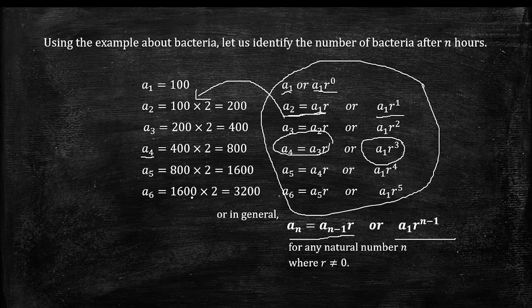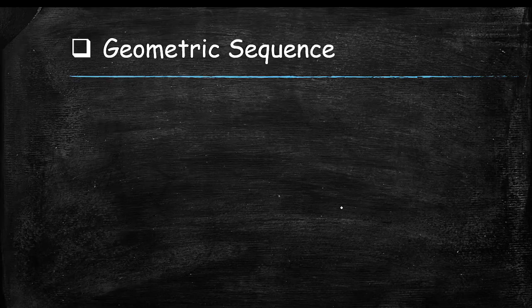a sub n is equal to a sub n minus 1 times r, or a sub n is equal to a sub 1 times the common ratio raised to n minus 1, for any natural number n where r is not equal to 0. So let's continue.